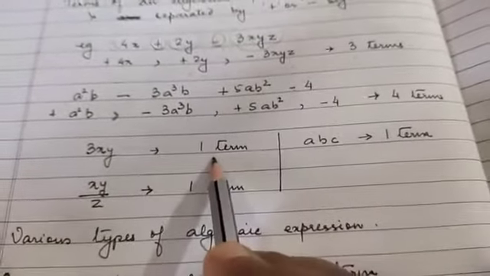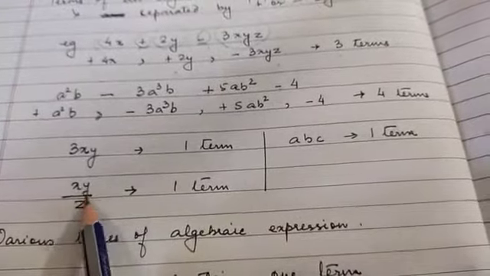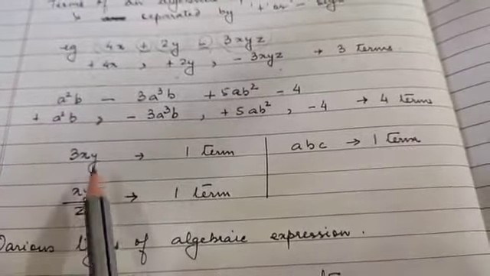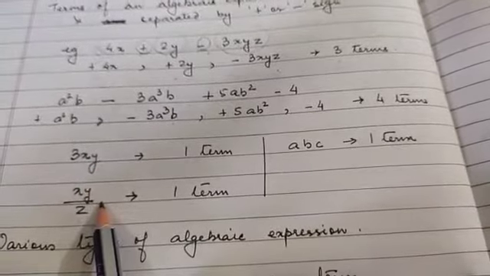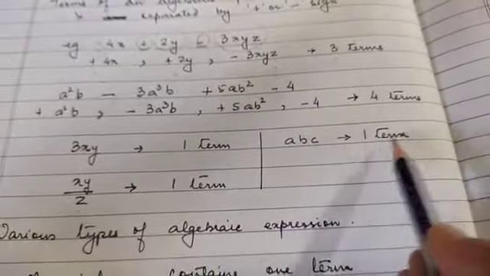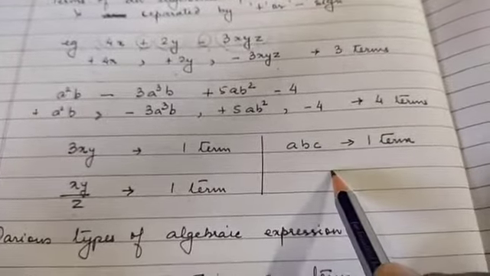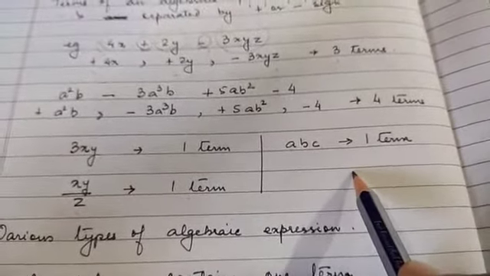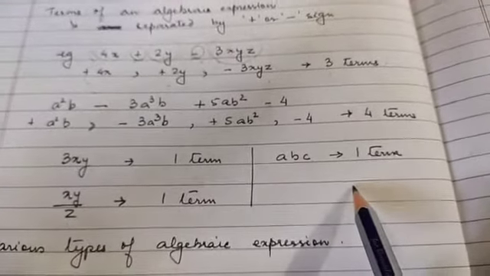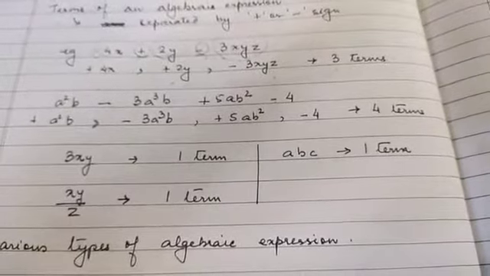3xy is one term. xy by z is also one term because there is no plus or minus sign. ABC is also one term because there is no plus or minus sign. We do not consider multiplication and division signs when we talk about terms.